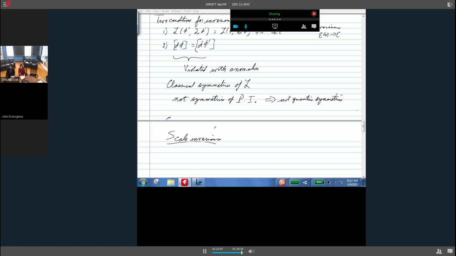So anomalies are classical symmetries of the Lagrangian, but they're not symmetries of the path integral. The path integral implies they're not quantum symmetries. So the path integral treatment takes that as its starting point. We're going to look at whether there are symmetries of the Lagrangian and symmetries of the path integral.